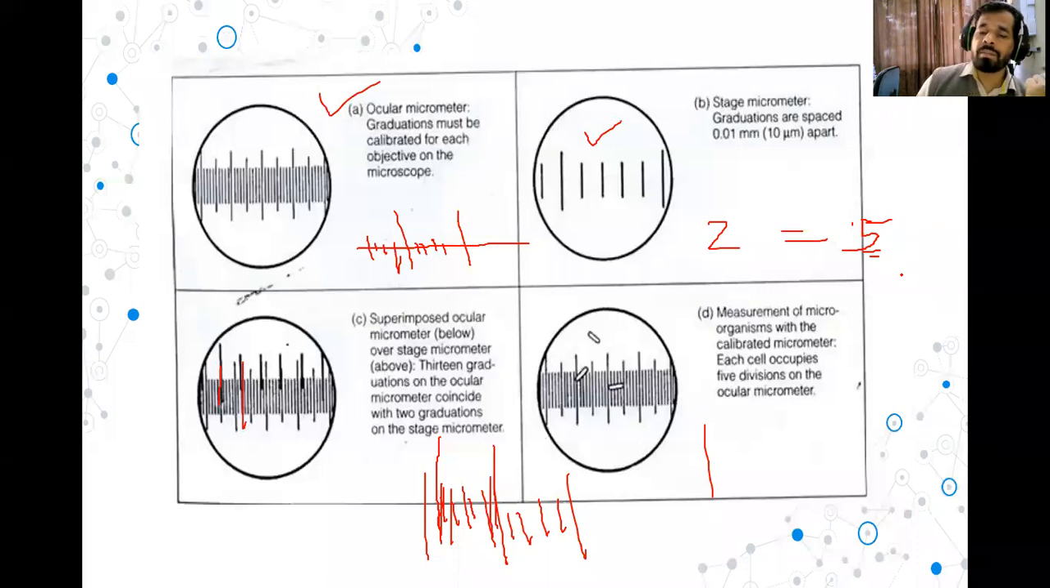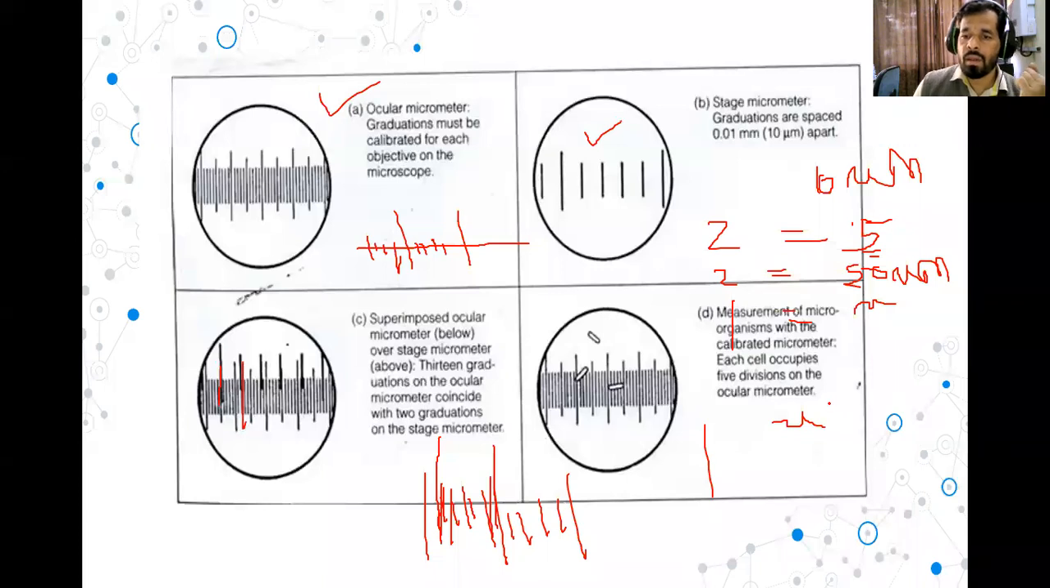So now you have to calibrate the stage micrometer, sorry, the eyepiece micrometer. You will see 2 divisions of the eyepiece are equivalent to 50 micrometer, because the size of each division is 10 micrometer. Now you can easily calculate using this formula. If 2 divisions are equal to 50 micrometer, then 1 division is equal to x. So x is equal to 50 divided by 2. That is your formula. So x is 25, and that is your calibration factor, which is required for further studies.